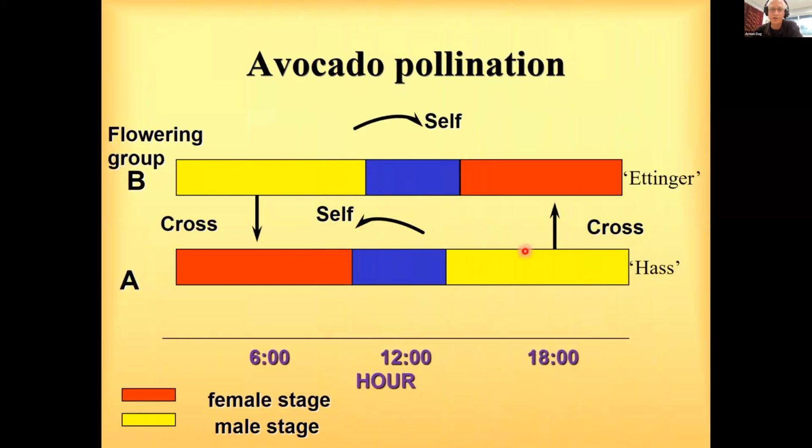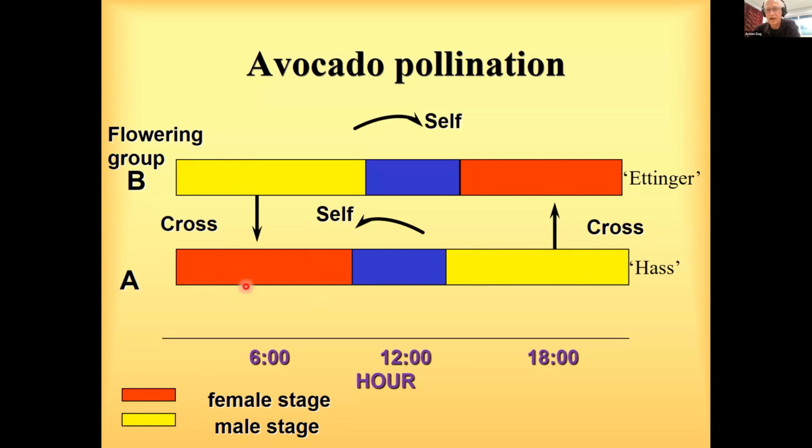So if we look, for example, at Hass flowers, we can see that they open twice. In the morning, they open as female stage. In the noontime, they start to close and open again in the afternoon as male stage and release pollen grain. In order to be pollinated, the female flower can get pollen from a nearby cultivar which belongs to the opposite flowering group. Avocado cultivars are segregated into two flowering groups with opposite flowering patterns.